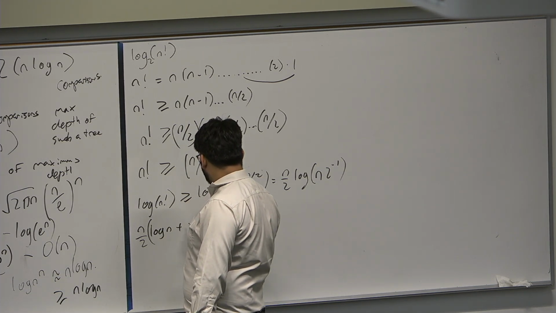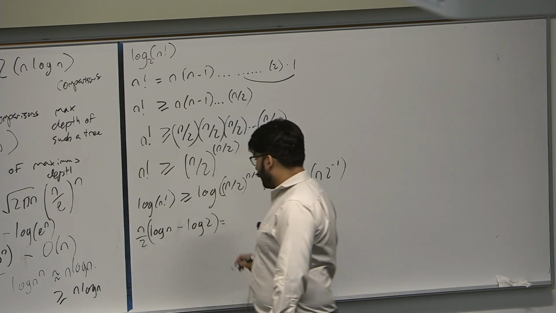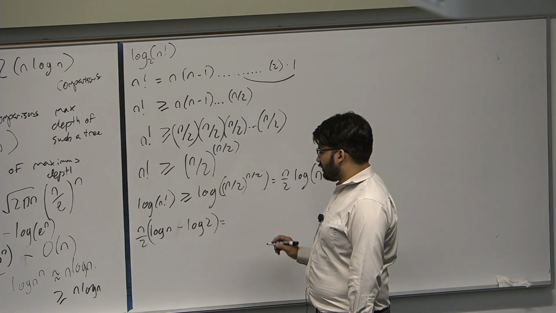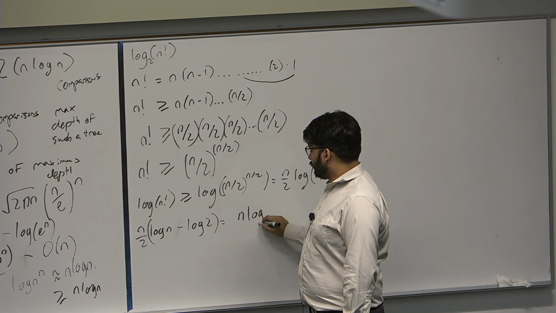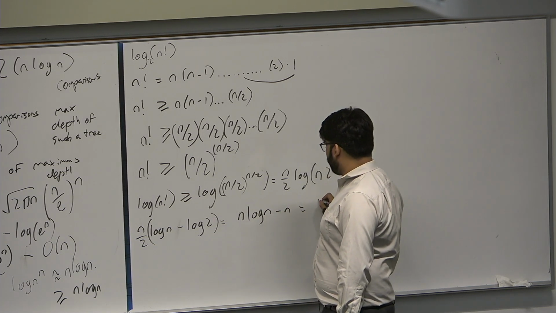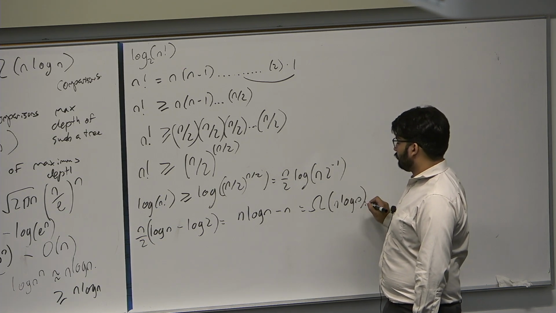plus, minus log of 2, which is approximately n log n minus n, which is equal to n log n. Done.